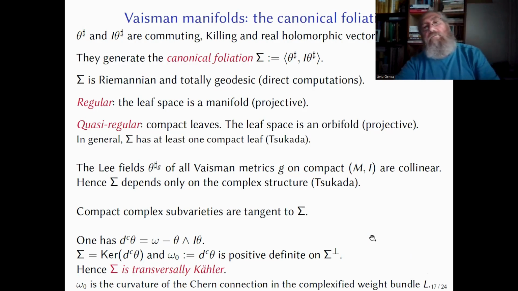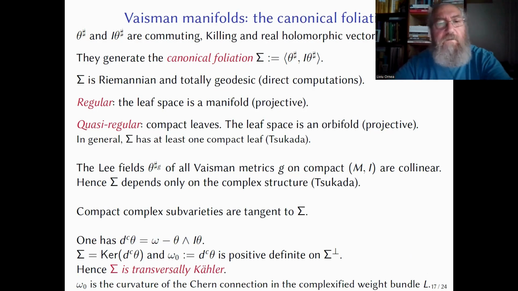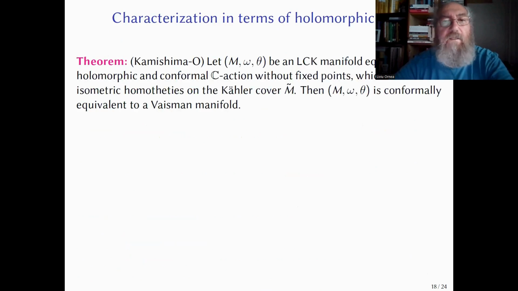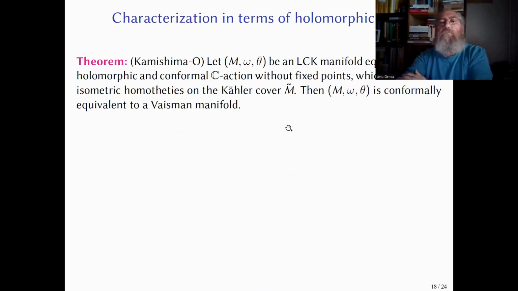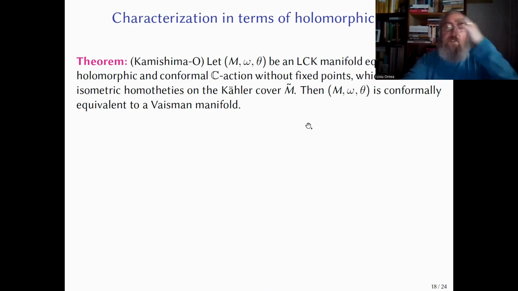And that's what I was telling you, that you can go from LCK to algebraic geometry by using the weight bundle. There are different characterizations of Weismann manifolds among the LCK manifolds. The oldest, I suppose, is this one. You need a holomorphic and conformal complex flow, without fixed points, and which lifts to homotheties on the Kähler cover. And then the manifold is of Weismann type.